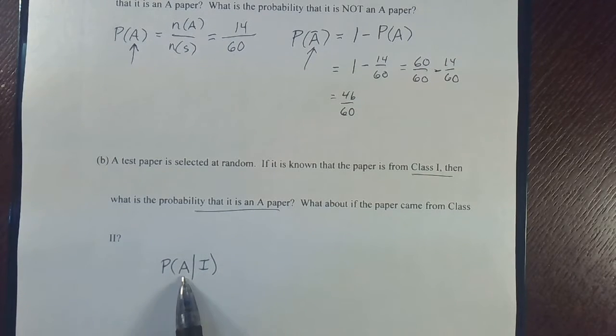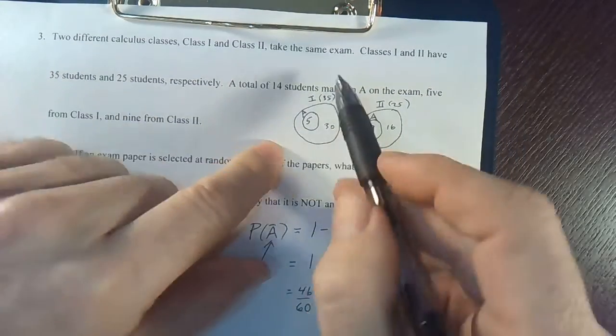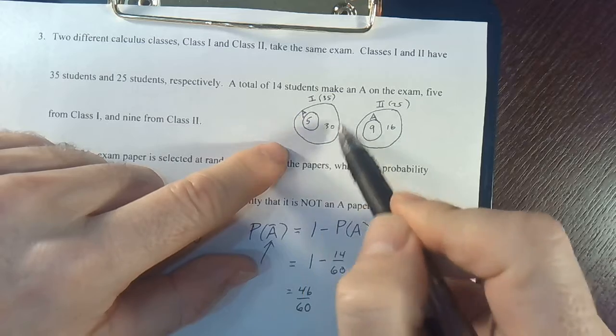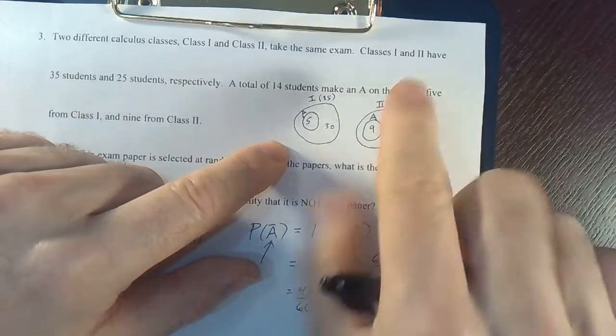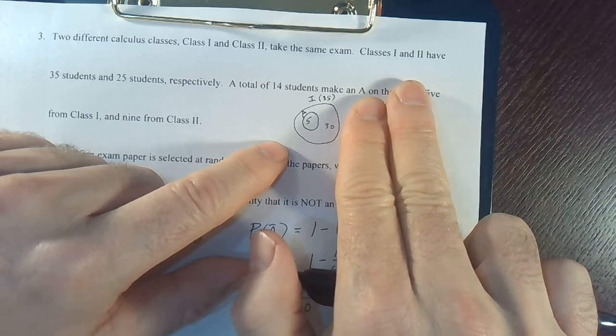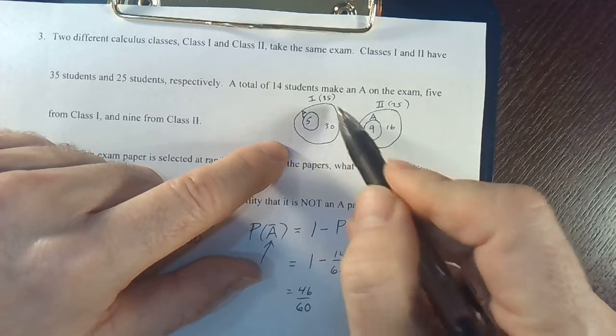I define the event A as being the event that the paper that is selected is an A. And this 1, it looks like capital I, Roman numeral 1, this is the event that the randomly selected paper is from class 1. So, given that it's from class 1, we know that we're dealing only with this circle. Okay, this one did not occur, so it's as if this one doesn't exist anymore for this problem. So what is the probability of A given that it's from this class?